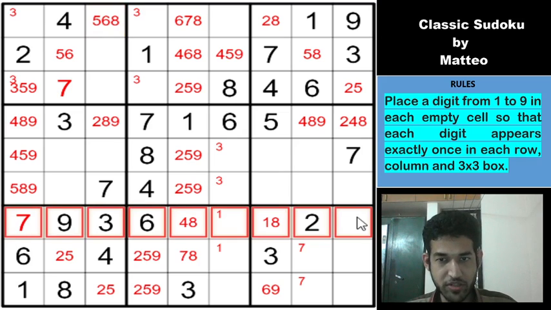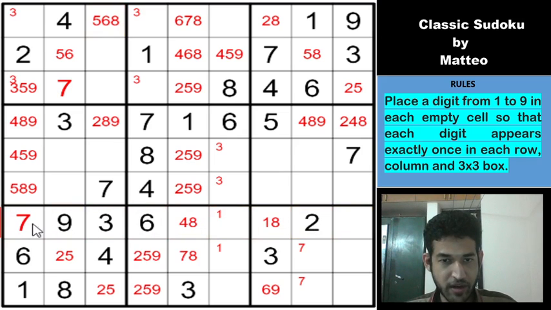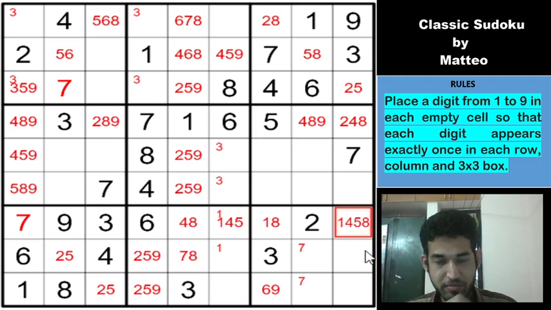Okay, let's look at row 7. It can't be 2, 3, 6, 7 and 9. So the remaining digits are 1, 4, 5 and 8. But 8 is in column 6. So this will be 1, 4, 5. And this will be 1, 4, 5 and 8.